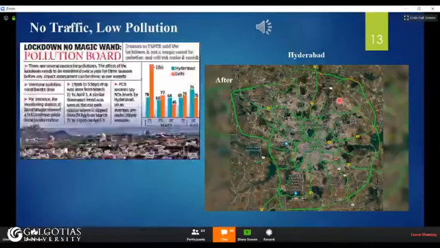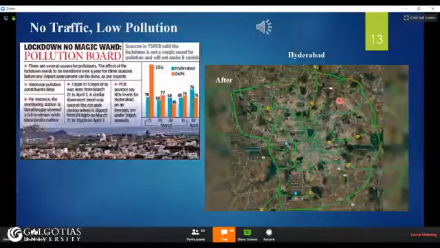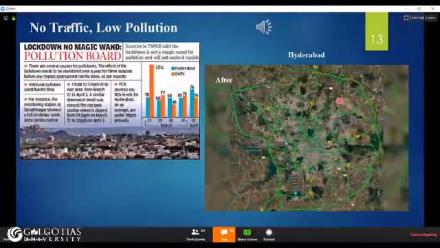But this is what I wanted to highlight. The Pollution Board in Telangana has stated that despite being in lockdown condition, the air quality index, or the amount of air pollution, was not reduced to a maximum extent. The same thing is represented in the graph that I have put here.